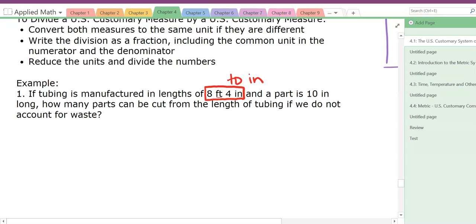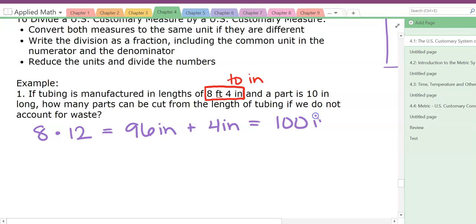How many inches are in a foot? 12. So to take 8 feet to inches, we're going to take 8 times 12. Anyone know what that would be? 96. So I've got 96 inches, and I'm going to add that to the 4 inches. So I've got a total of 100 inches. Now if I go to divide, I'm taking 100 inches divided by each part, which is 10 inches long. So how many parts can be made? 10.